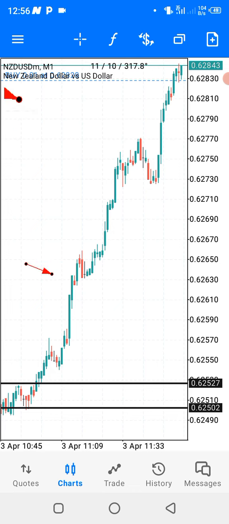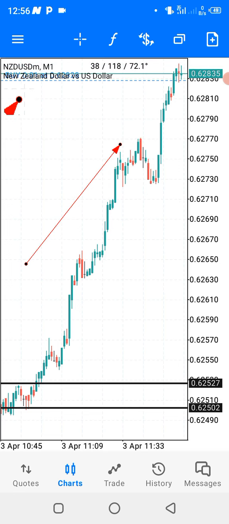If I draw a line of resistance from this point right here over to this other point, you see that the market actually broke through my level of resistance. Here's also another point of resistance. If you draw a horizontal line right here, you can see that the market broke through our resistance, and the momentum here is actually high.